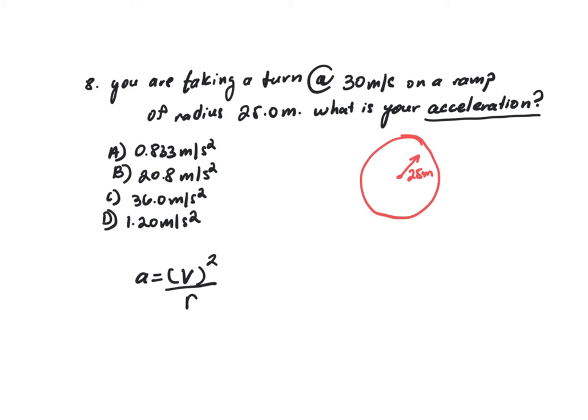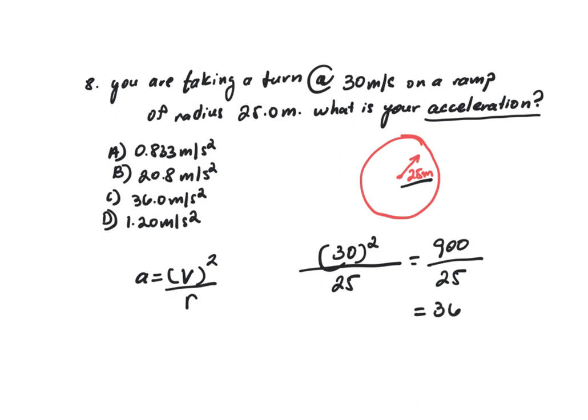So just basically plug it in. We're given taking a turn at 30 squared over our radius, which is 25. When we do that, we get 900 over 25. When you divide these two values, you end up with 36. So that is our answer, 36 meters per second squared.